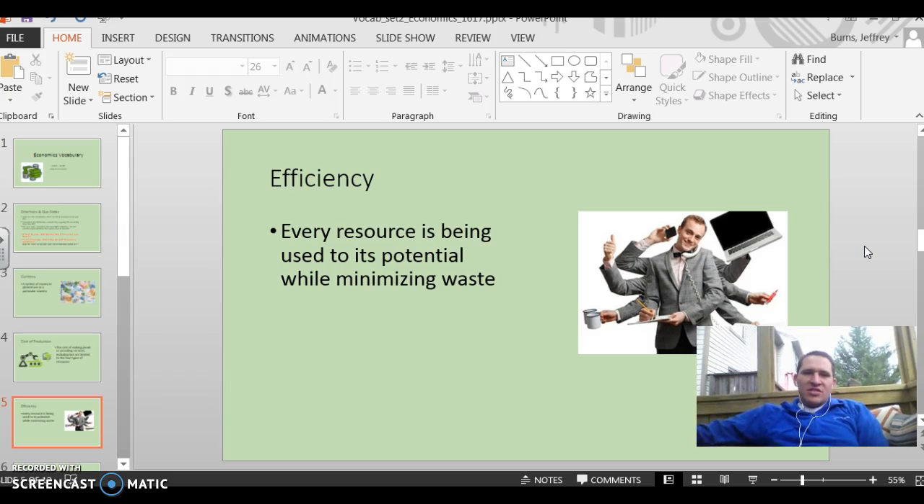And this is done in the business world through producers making sure that the resources that they're using are used to their fullest capacity, to their best ability, getting the most output from that resource. And that includes human entrepreneurship, capital, and natural resources.